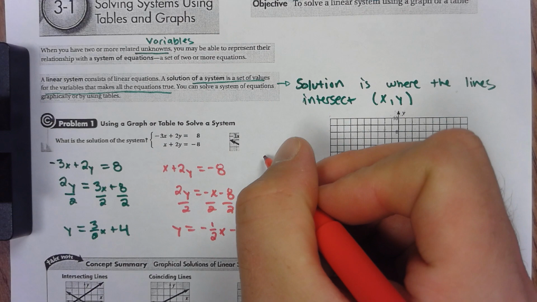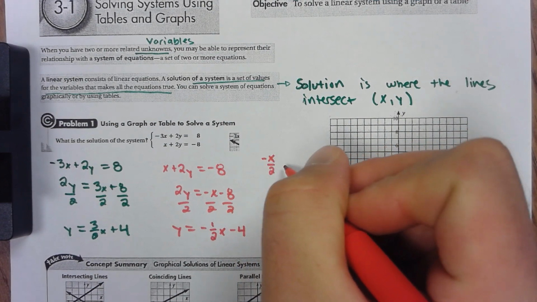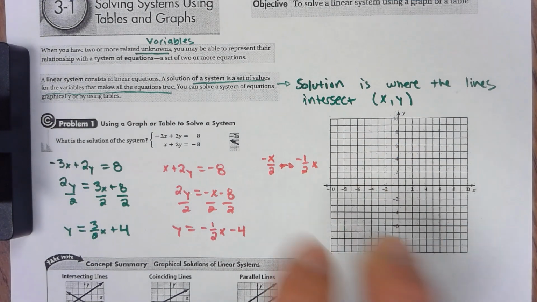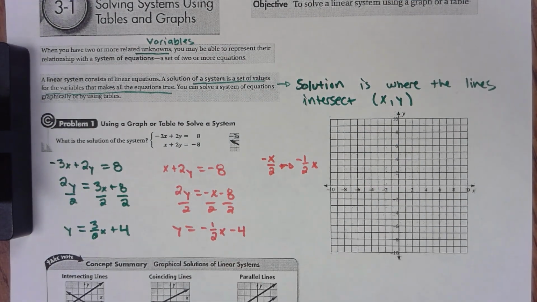Maybe let's make a side note that negative x over 2 is the same thing as negative 1/2 x. If you see the x on top, that really means there's a 1 there, and we're multiplying that whole fraction by x.